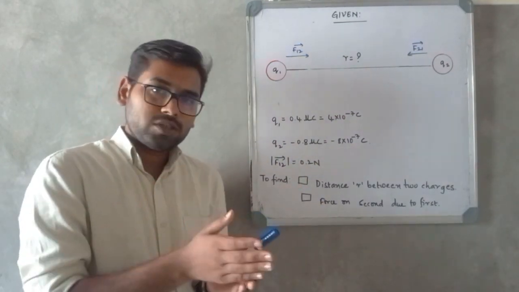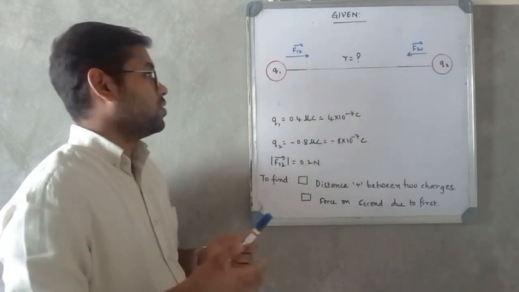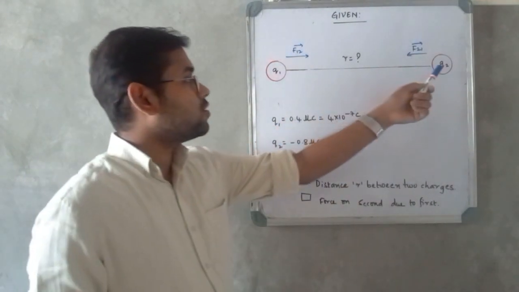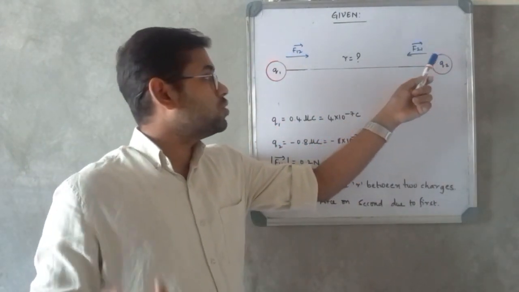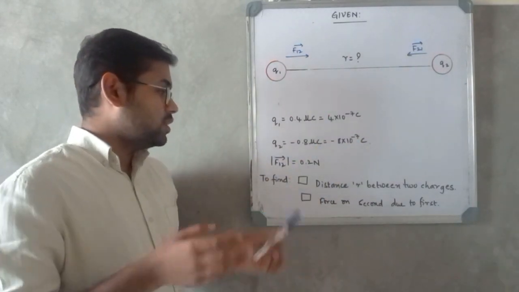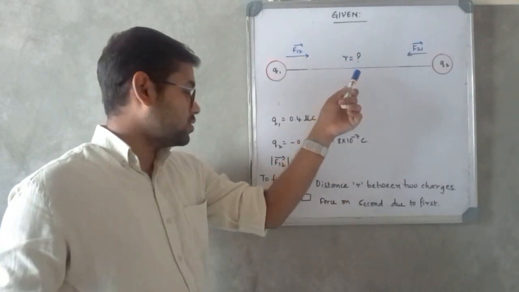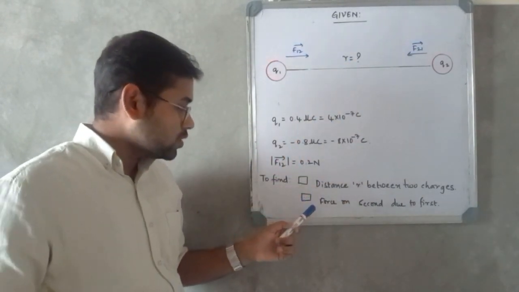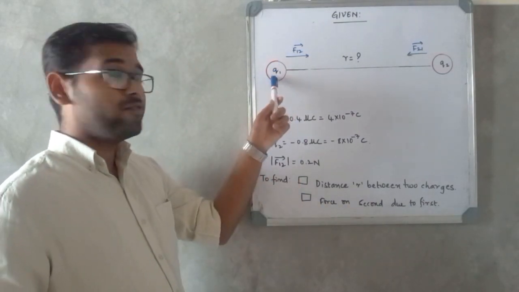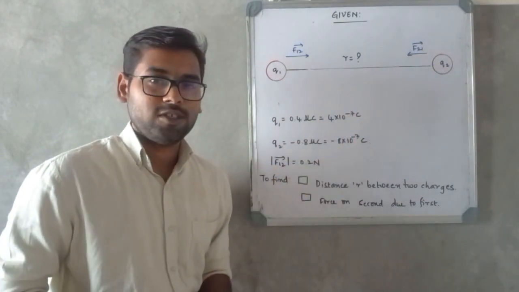Since we have one positive and one negative charge here, the nature of the electrostatic force will be attractive. So the direction of F12 will be in this direction, inwards, and the direction of F21, that is the force on Q2 due to Q1, will be in this direction. And what we need to find is the distance r between these two charges. We also need to find the force on the second charge due to the first charge. They have given the force on the first charge due to the second charge, and we need to find the force on the second charge due to the first charge.